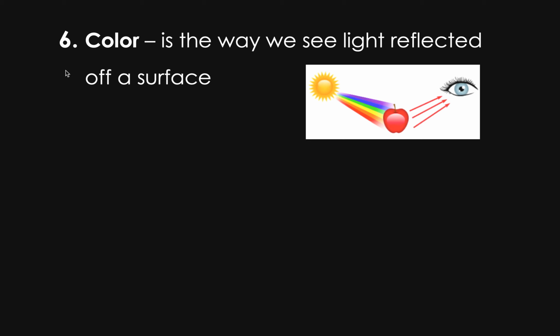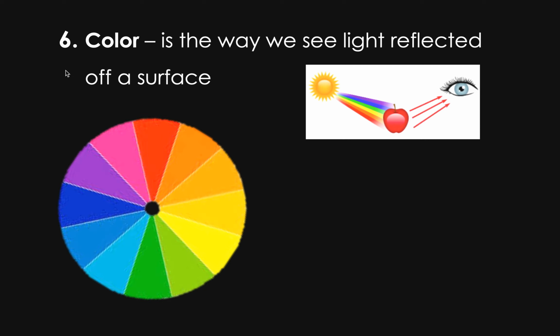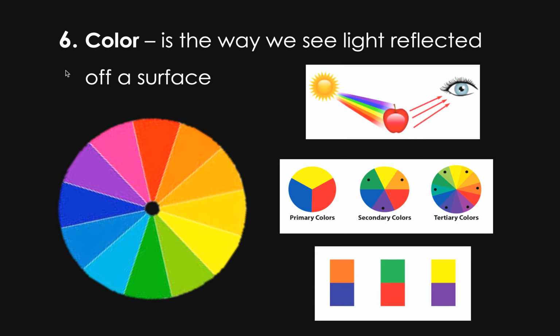But color in art, there's so many different color schemes that artists use. And we have a tool that we use called the color wheel. And that helps us organize and understand colors. When you understand the color wheel, you'll also understand the color schemes that we have, such as primary colors, secondary, tertiary, as well as complementary.